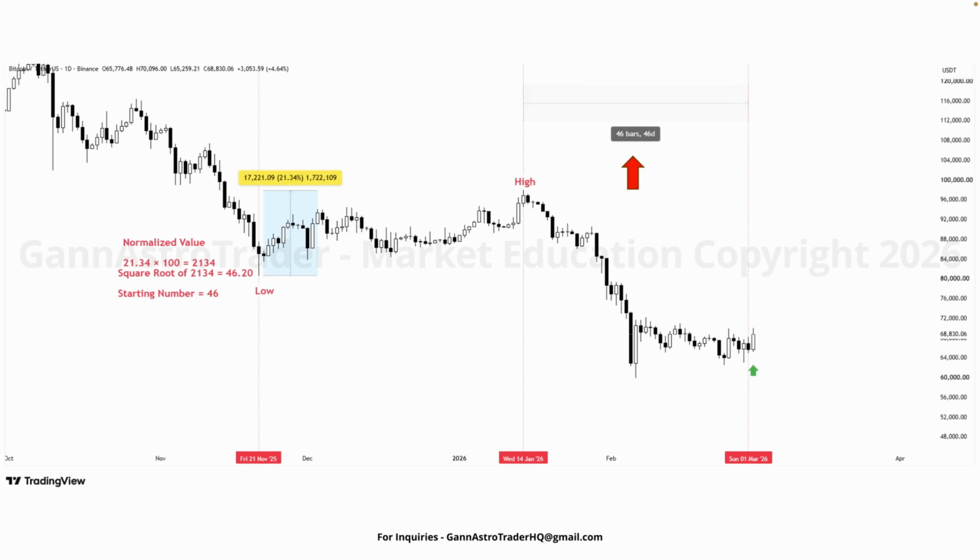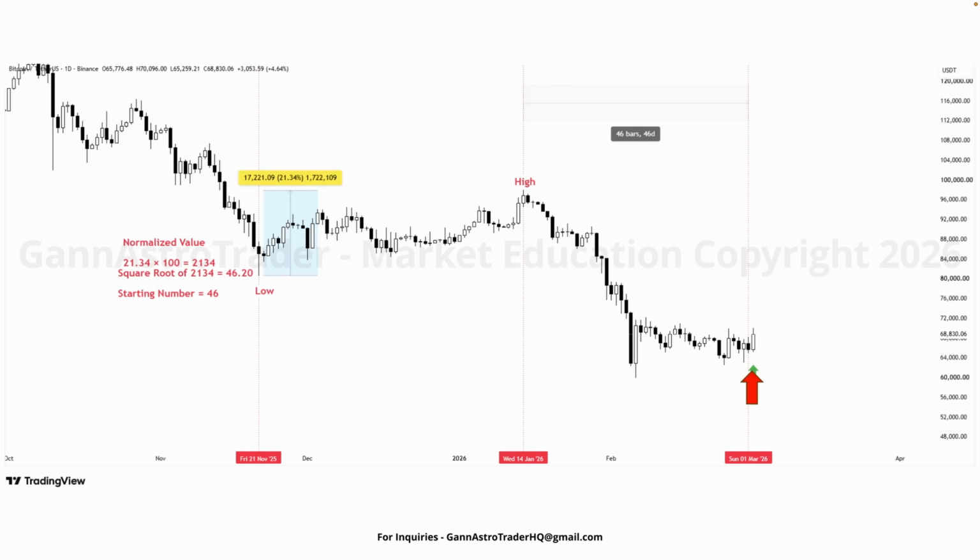Notice that this projection is calculated before observing any future price action. The market has not yet reached this date. Everything beyond this point is unknown. Now we simply wait. As the market approaches the projected timing window, we observe how price behaves. Notice that Bitcoin experiences a significant decline before arriving at the projected date.